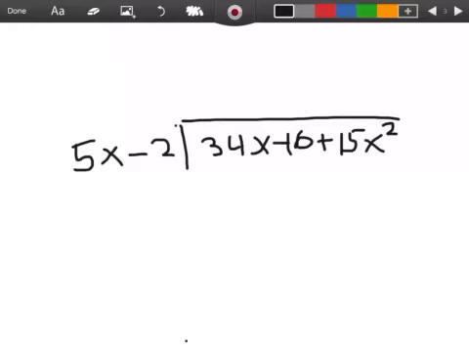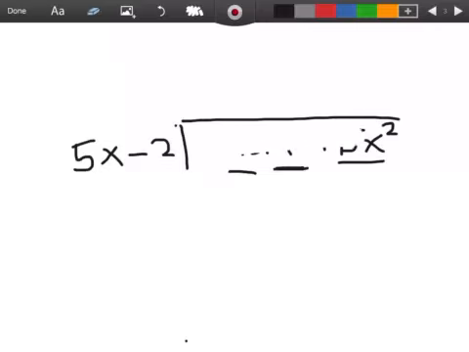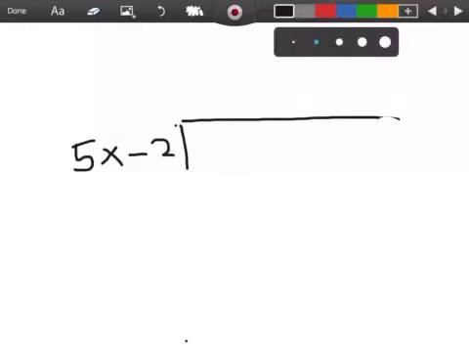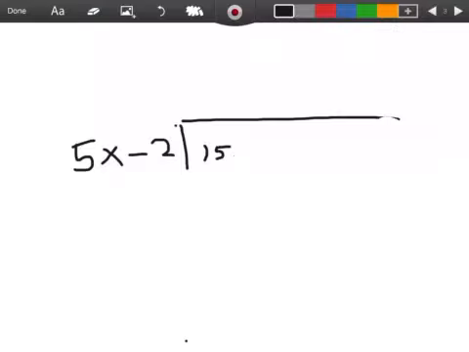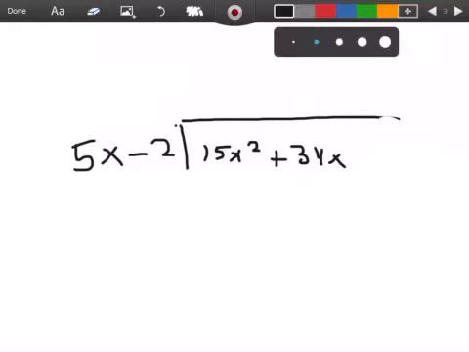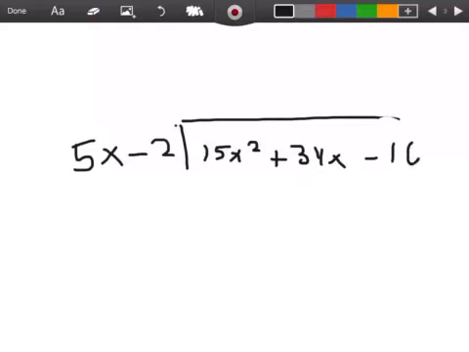We see 15x squared minus 16 and then plus 34x. So these numbers, they have to be rearranged into the degree of the polynomials by greatest to least. So the greatest degree we have is 15x squared, because squared is a higher degree than 34x to the power of 1, or just normal x. And then we have minus 16, which has no degree at all.